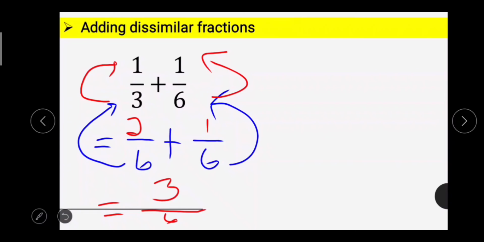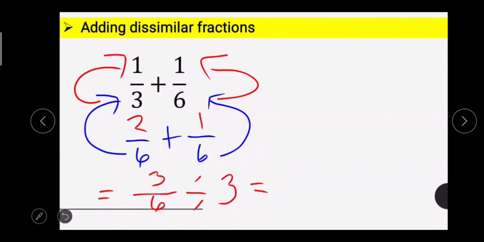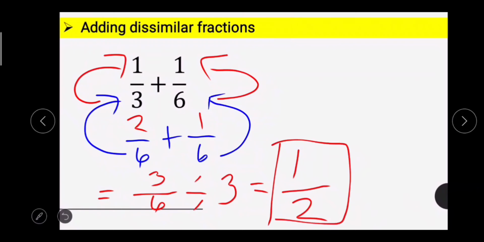We need to simplify 3 over 6 because there is a common number in both numerator and denominator, which is 3. So we need to divide 3 in both numerator and denominator. So 3 divided by 3, that is 1. 6 divided by 3, that is 2. So our final answer is 1/2.